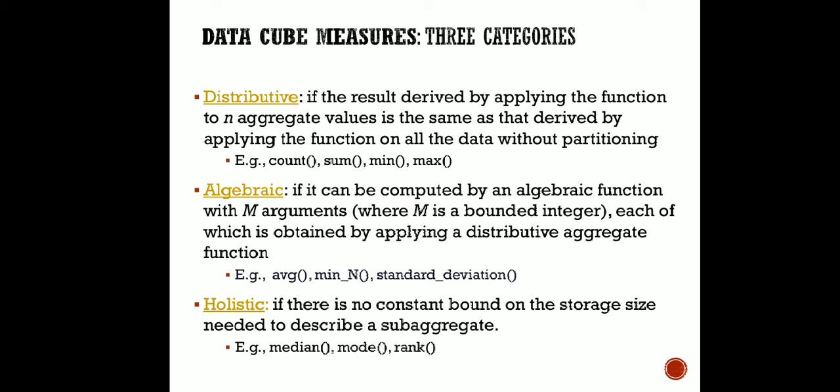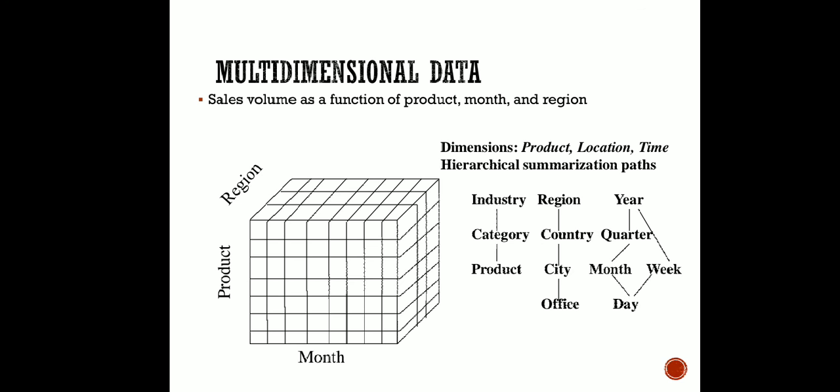And if we form this holistic, that is to define a sub aggregate portion, this kind of function can be there: mean, median, mode, rank, and all. So these are the measures available, and we are not going to cover these details. Now better see this multidimensional data.